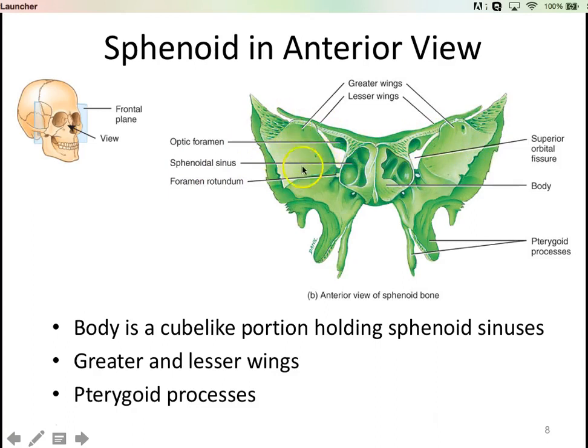So the larger wings are called the greater wings. These smaller ones are simply called the lesser wings. These greater wings will actually extend out to the temples of your head. And then you also have this pterygoid process, and that's sort of like the bottom part of it. That will make up basically the back part of your nasal passage.